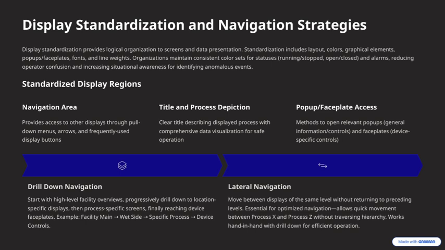Finally, standardized display regions are key. Consistent layout, colors, graphical elements, fonts, and line weights help organize information logically. We also maintain consistent color schemes for statuses, like running or stopped, and alarms. This consistency minimizes operator confusion and enhances situational awareness, especially when identifying abnormal events quickly.